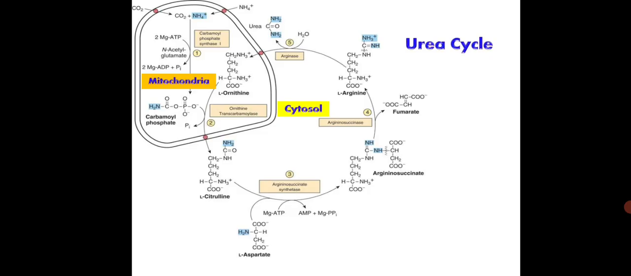This is the urea cycle. In this cycle, basically two steps are processed in mitochondria and the other steps are processed in the cytosol. The enzymes are carbamoyl phosphate synthetase, ornithine transcarbamylase, argininosuccinate synthetase, argininosuccinase and arginase. These are the five enzymes involved in the urea cycle, and these are the five basic steps in the urea cycle.